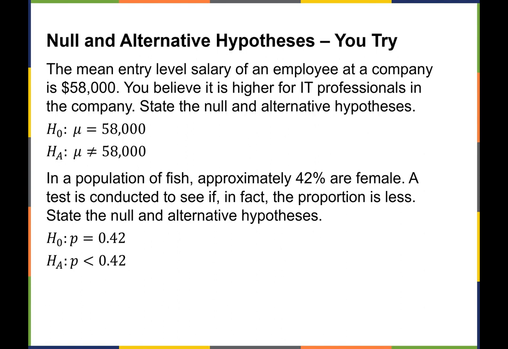Okay, the second one says in a population of fish, approximately 42% are female. This is a proportion, so we're going to use the parameter P. A test is conducted to see if, in fact, the proportion is less. State the null and alternative hypothesis. All right. So in this one, approximately 42% are female. So that's our null hypothesis. The proportion is equal to 0.42. The alternative hypothesis will be that it is less than 0.42.